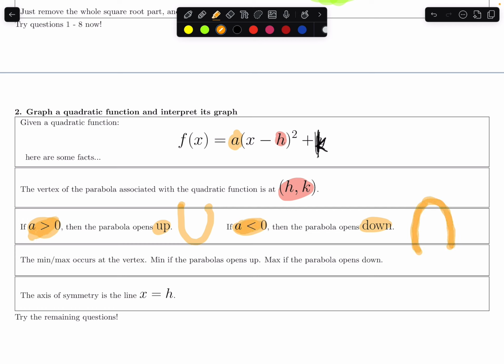Now there are a couple other things that you can note about parabolas, like where they are increasing or decreasing, but those things are pretty obvious just by inspection. So we're going to jump straight into the questions now. And we're going from questions 9 through 15 in this video.